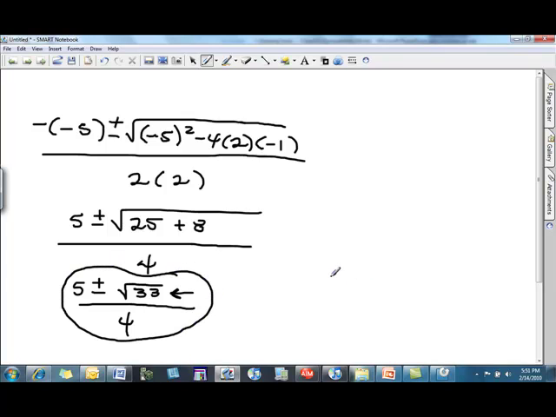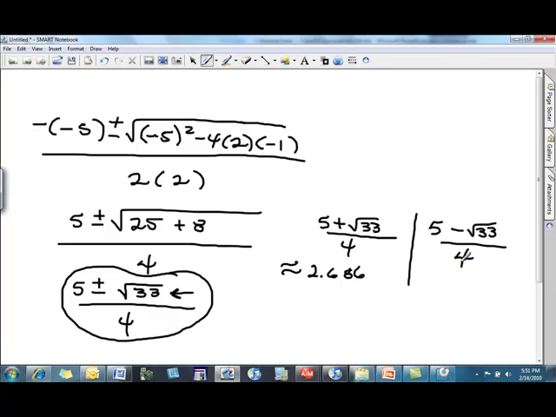I can also, if I want to, take 5 plus the square root of 33 on my calculator and divide that by 4 and get an answer of roughly 2.686. That's a perfectly legitimate answer as long as you tell me that it's approximate. And for the other answer, I can take my calculator and do 5 minus the square root of 33 divided by 4, which means that if I were to look at this graph, it would cross the x-axis at 2.686 and negative 0.187.